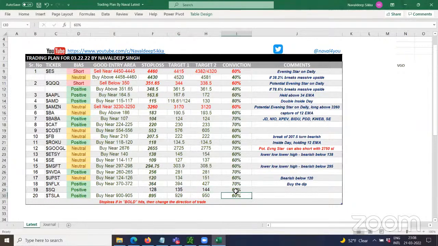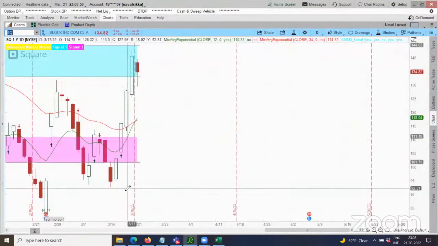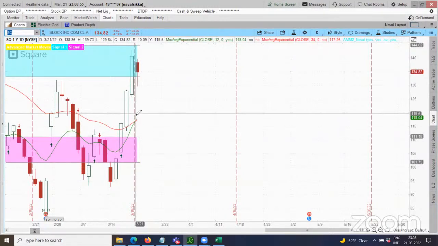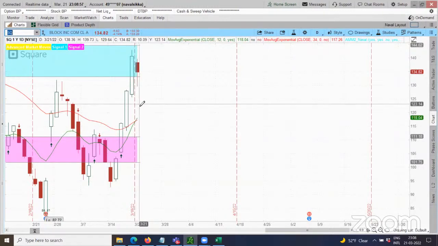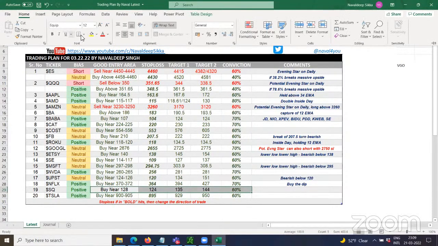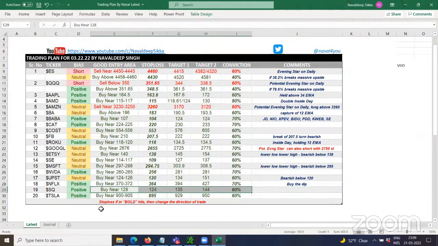Again, I'm trading it for a very long time, so it's there. Stop loss is right here, 125. Buy near 128. Stop loss is 124. Again, it's a price which is well below the market price. If it comes, then I'm going to jump there.